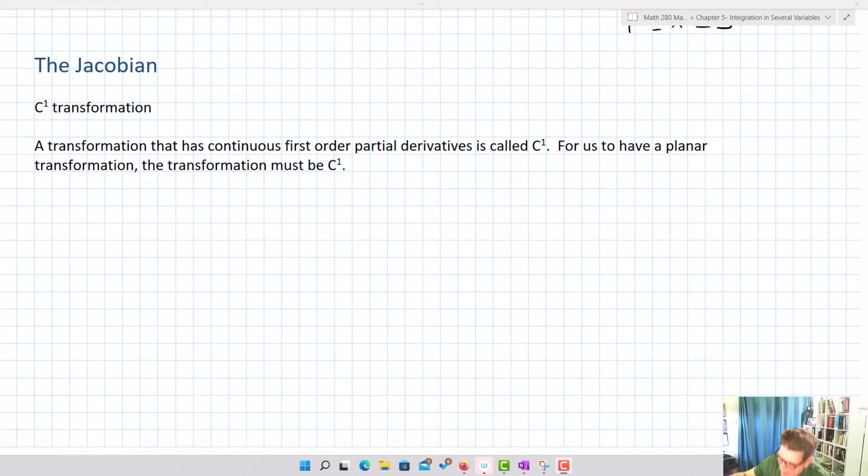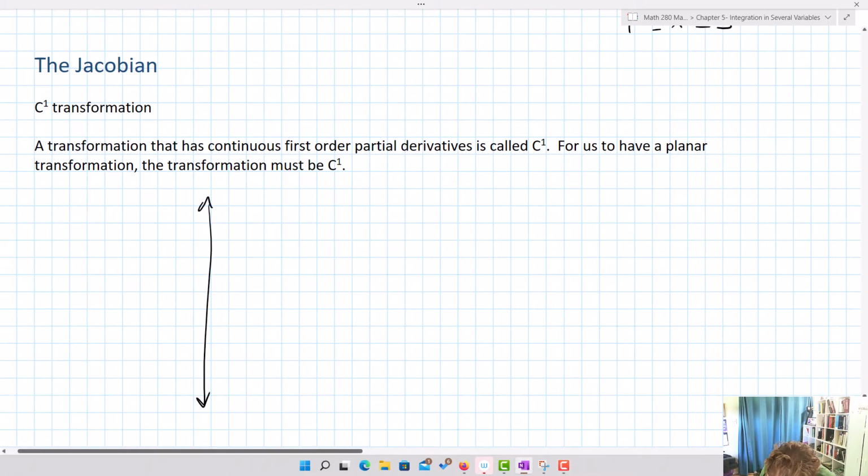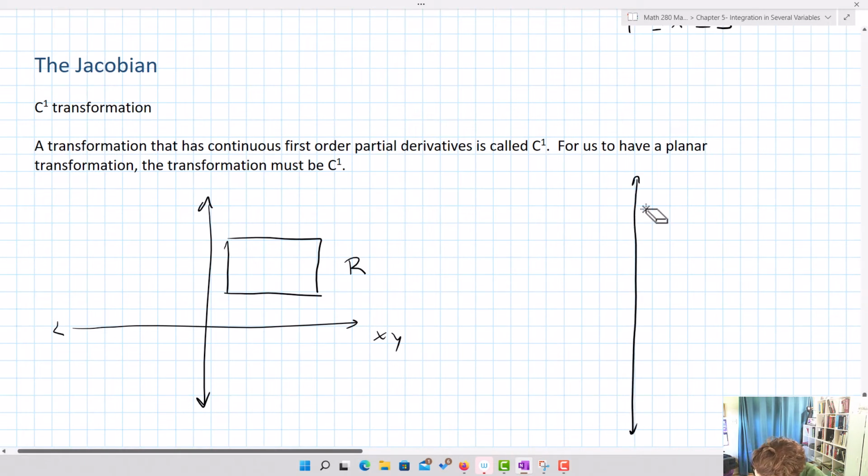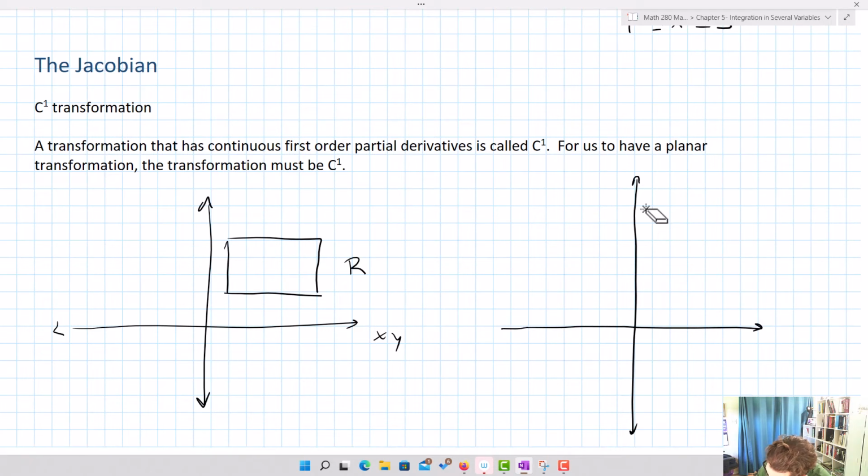Now, what I'm going to imagine is that I've got something in the XY plane. I've got a rectangle in the XY plane. Let's say, for example, I have a rectangle in the XY plane, call it region R. And I'm going to go into some other region in, let's call this the UV plane.